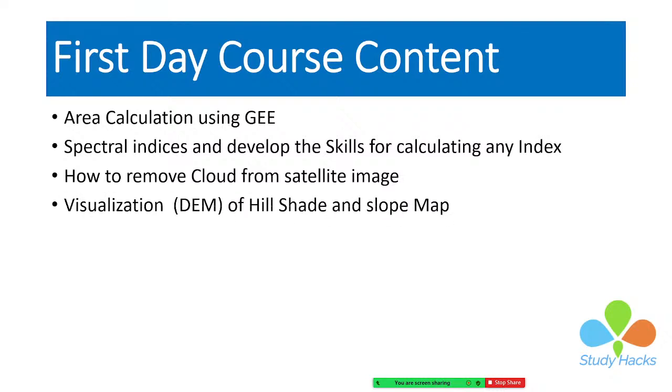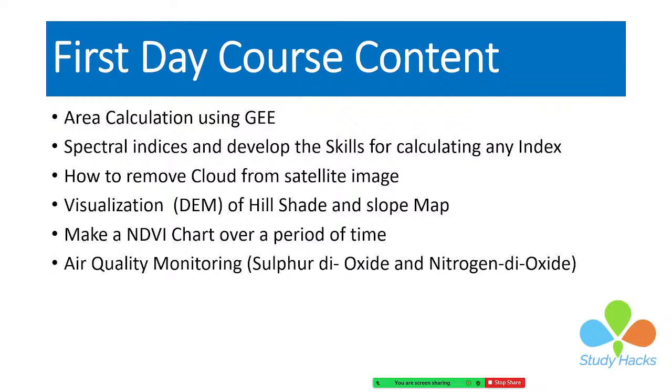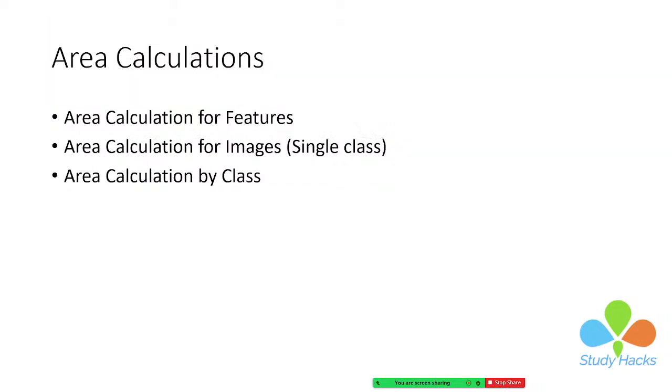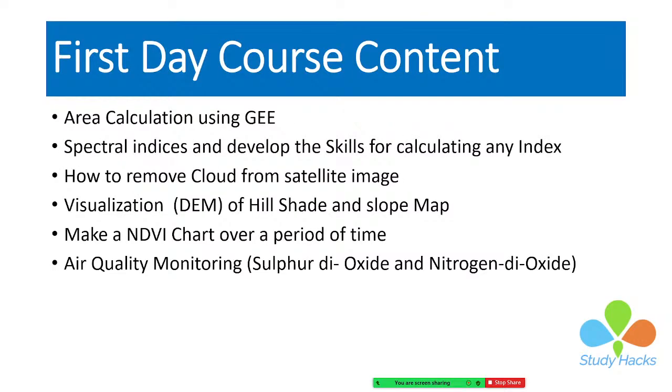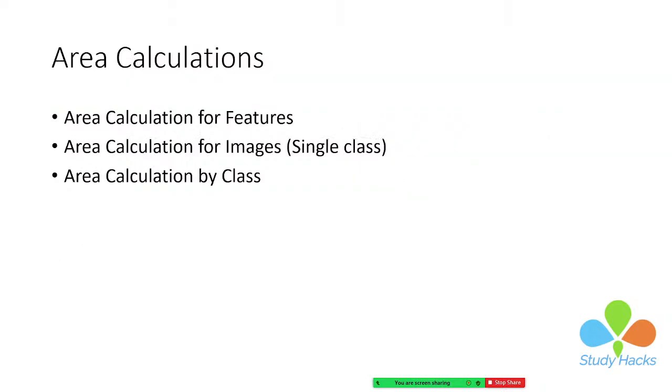Then visualization of hillshade map and slope map. Then make the NDVI chart over a period of time. Then air quality monitoring. So basically this is our first day course content. First of all, area calculation. When you move to the area calculation, we can calculate the area in three ways.